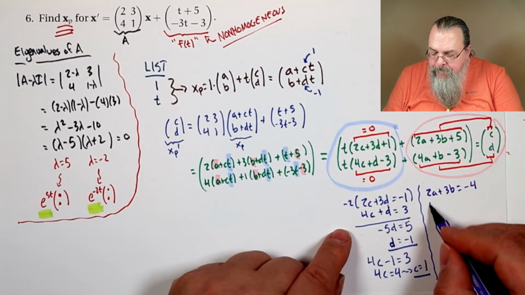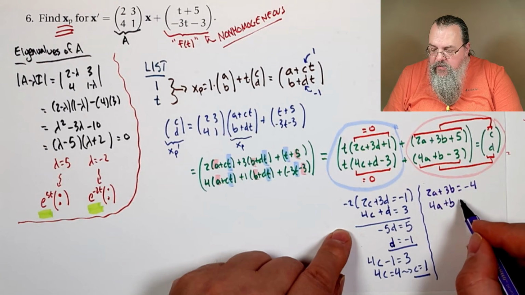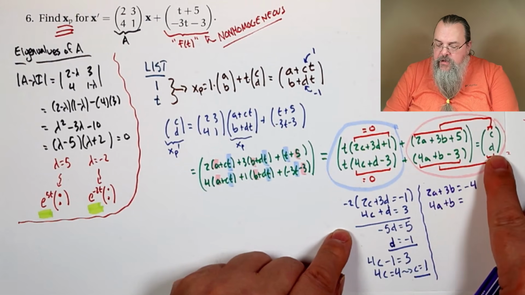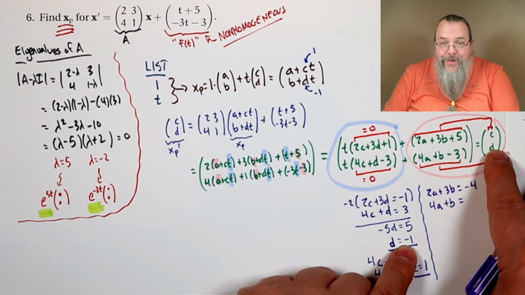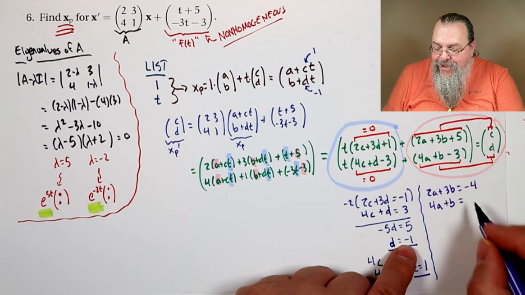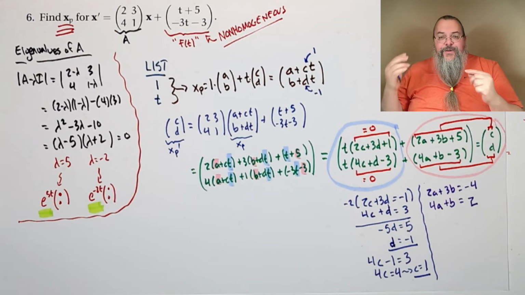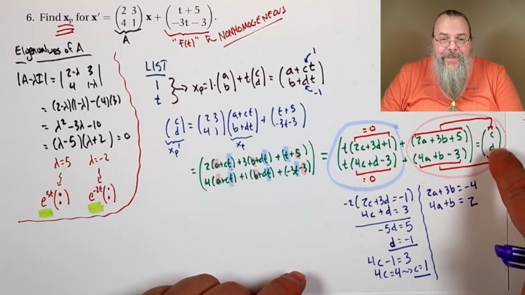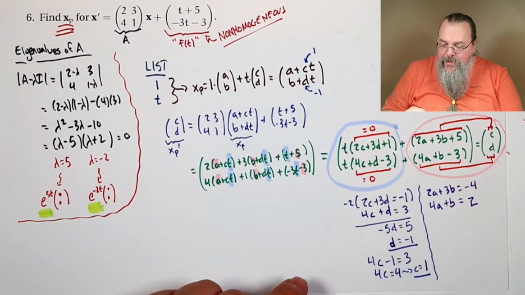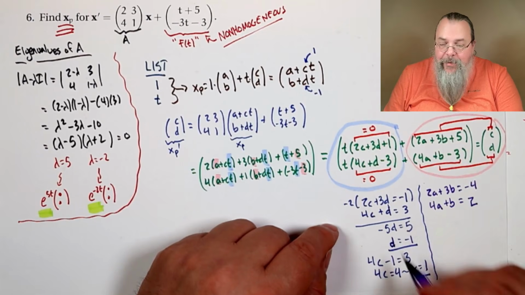4a plus b is equal to what? Well, d is minus 1, but then we're going to add 3. Minus 1 plus 3, 2. All right, so 2 equations, 2 unknowns. But notice it was important for us to solve for c and d first, which is why we started with our t's. Okay, well, we're going to run the same process.